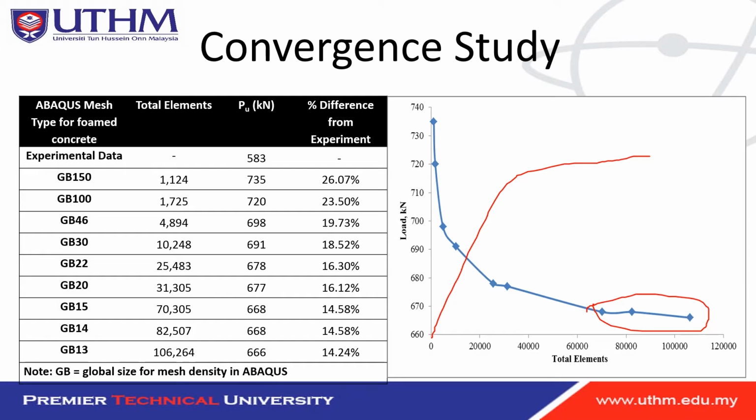If your panel becomes bigger in size, you need to use a smaller GB number, meaning a finer mesh size, because you have increased the size. But in this example, you don't need to use GB5 or GB4, because once you use GB15, it already gives you accurate data. You don't need to waste computational time.